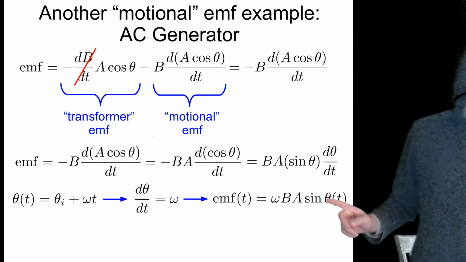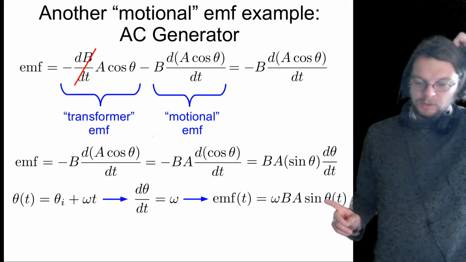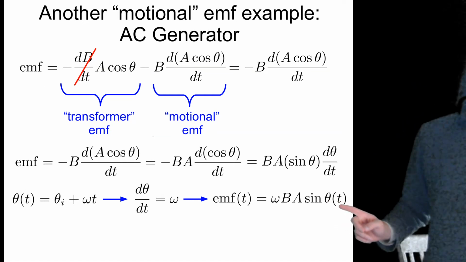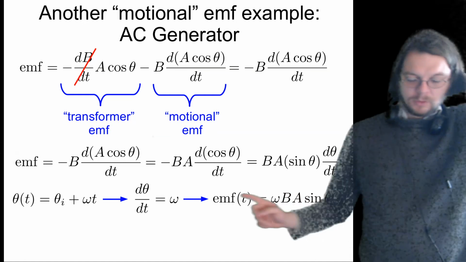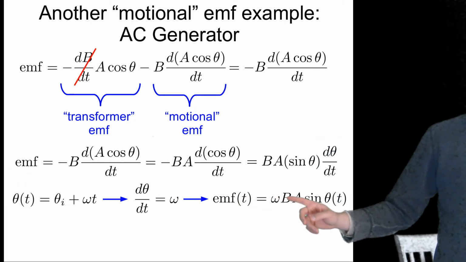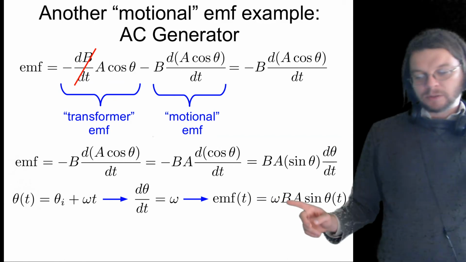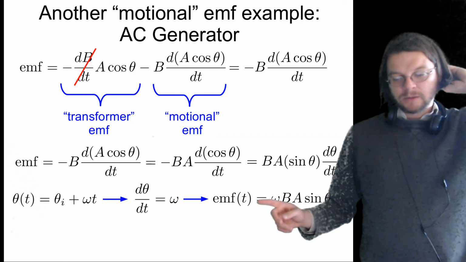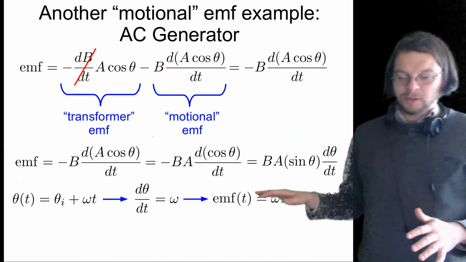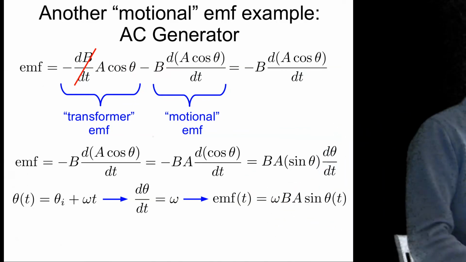And so you can see that there are moments when the angle is equal to 0, and sine of 0 is 0, therefore the EMF is 0. You can see other things too, like if you make the RPMs larger, well then it's going to increase ω, and that's going to increase the electromotive force. So quantitatively, this is how that works.